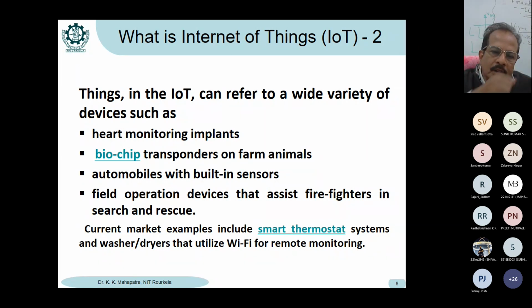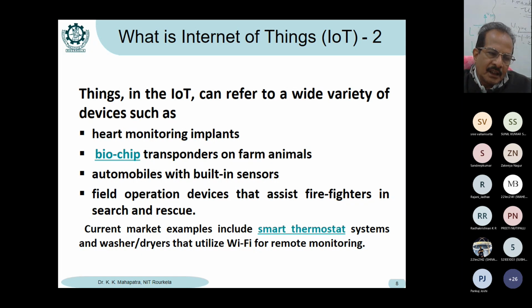And the other two examples are not catastrophic scenarios, but we talk about them in the current market scenario. We said smart thermostat systems, used in industry in many places, and washer dryers for remote monitoring.